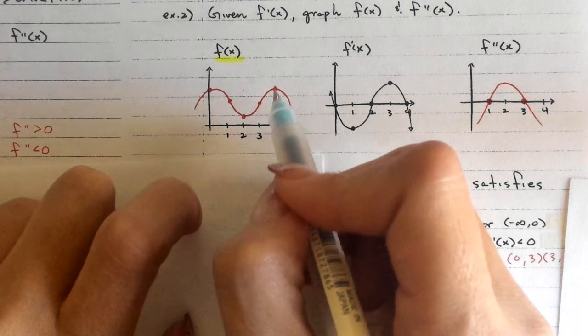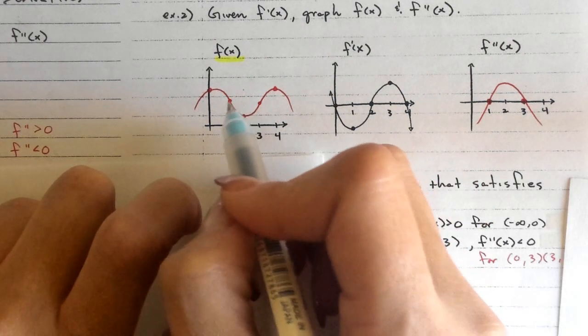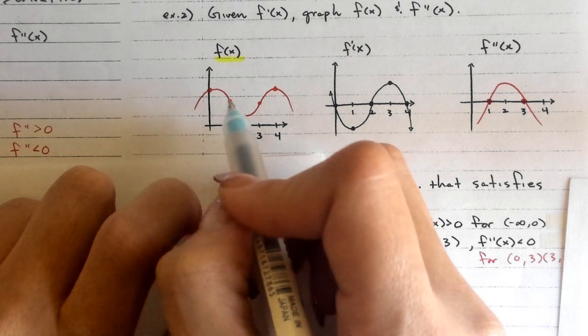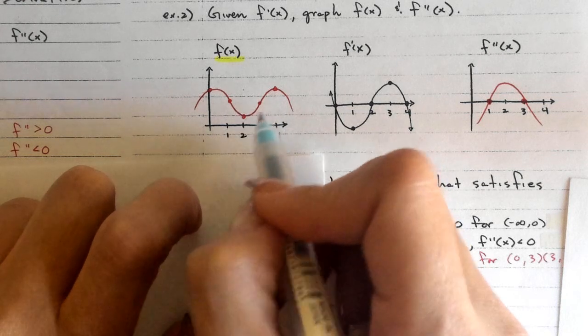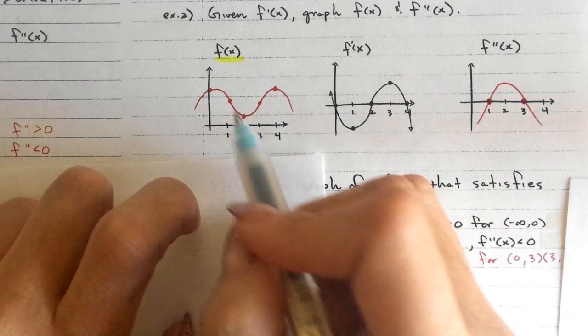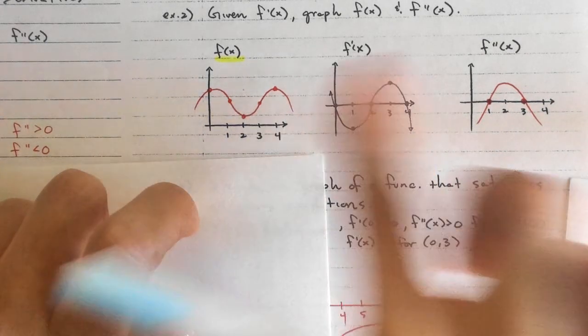So max, min, max. And then I have to have my concavity points, my inflection points. Here's my inflection point where it changes from concave down to up, and then up to down here. So I need all of those points. I don't know what the y values are here because I don't know enough.